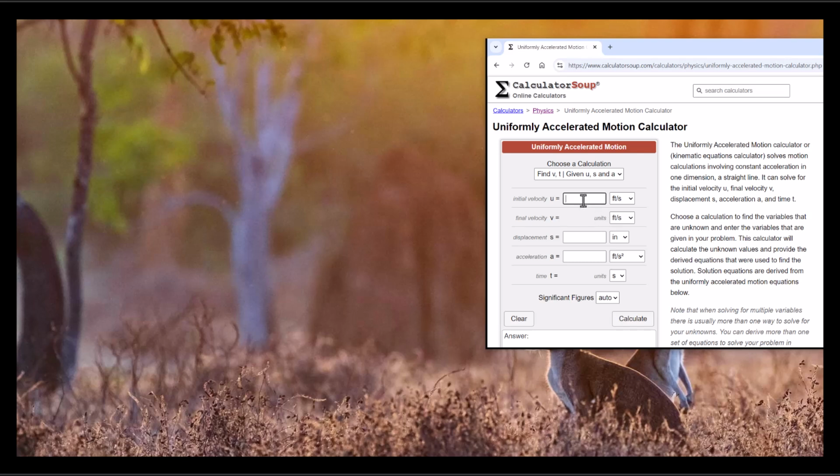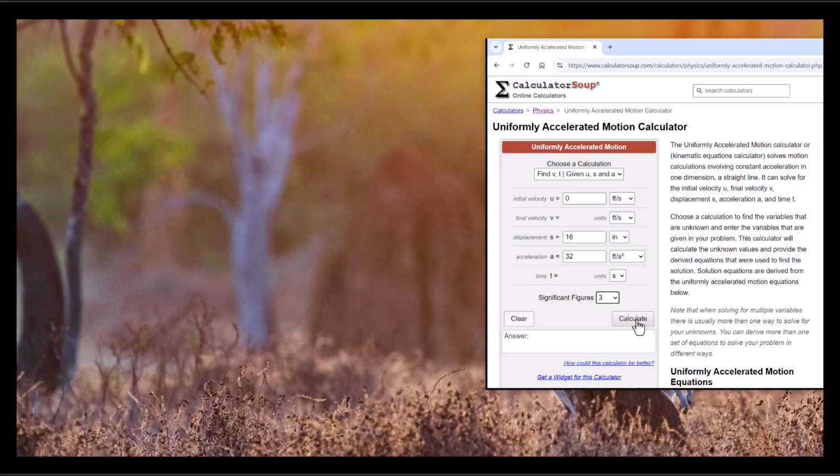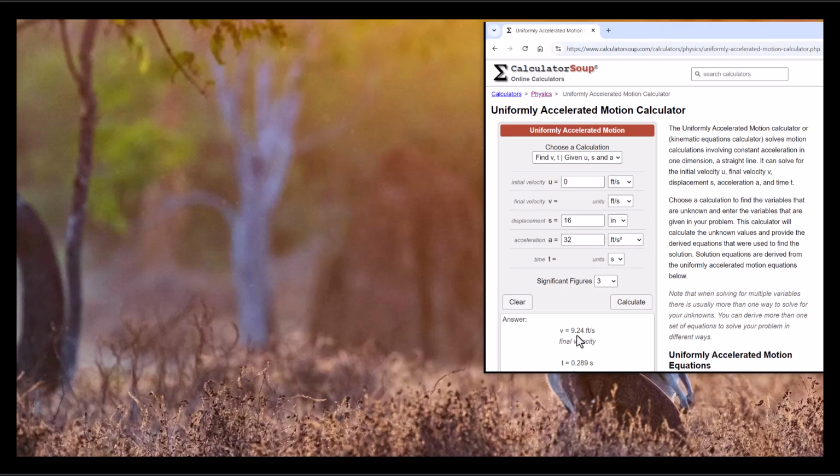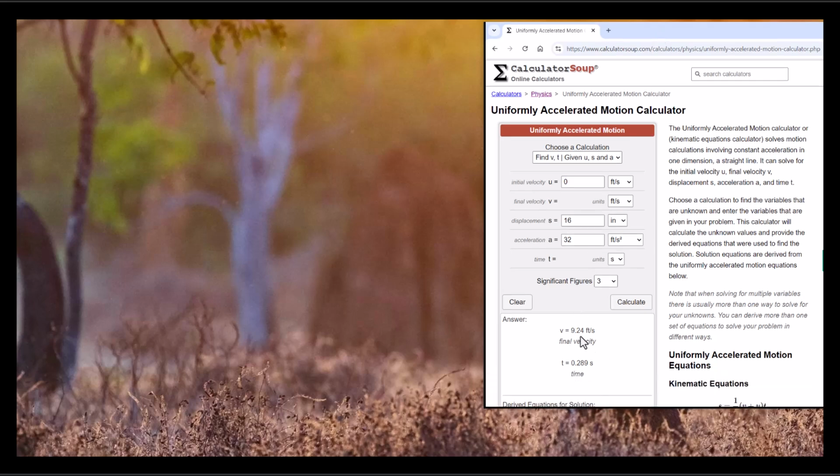So our initial velocity is 0. The displacement is 16 inches. The acceleration is 32 feet per second squared. That's the acceleration of gravity. And we want to see what happens. And so the final velocity is 9.24 feet per second, and the time required for this to happen is 0.289 seconds.